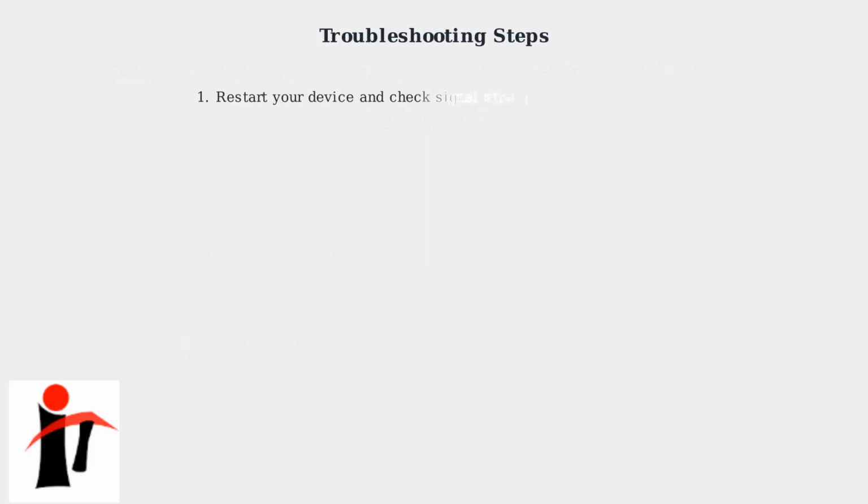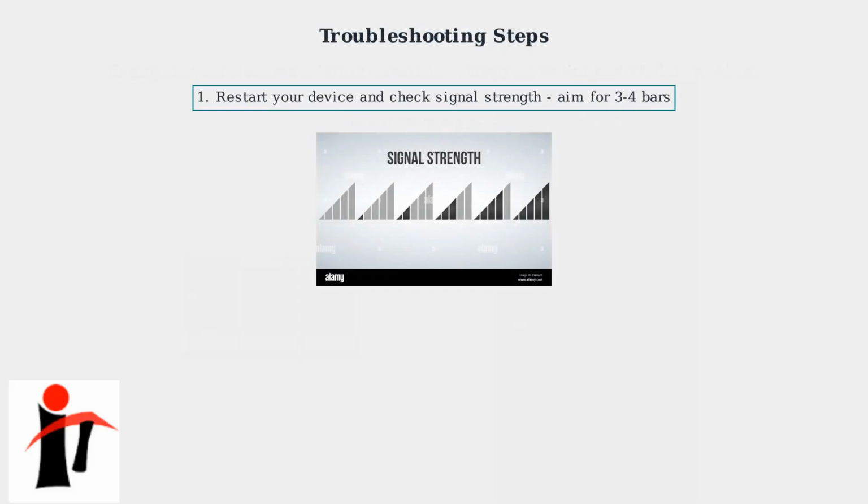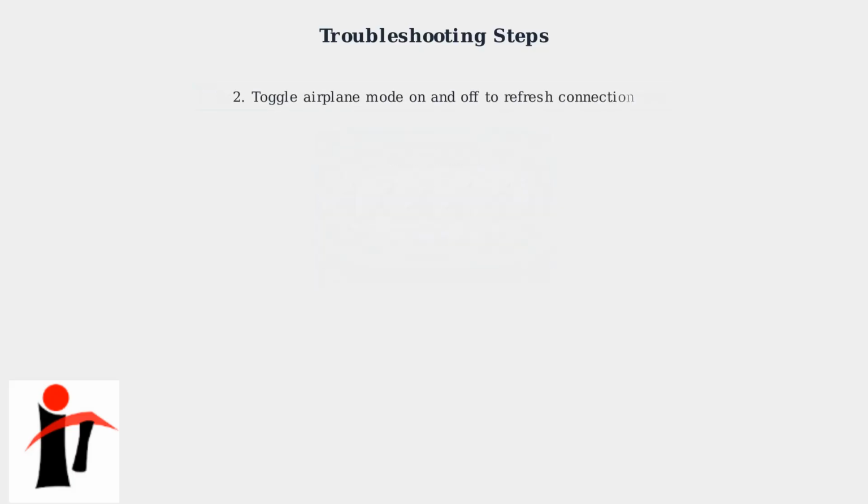Begin by restarting your device to clear any temporary glitches. Then check your signal strength, aiming for at least 3 to 4 bars for reliable connection. Toggle airplane mode on for 10 seconds, then off. This refreshes your network connection and can resolve connectivity issues.